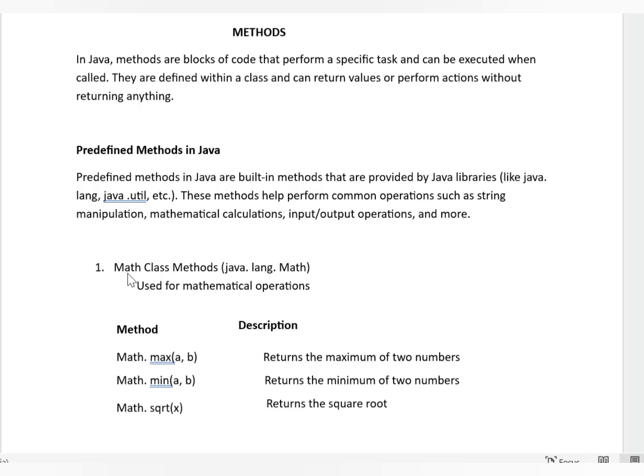One such predefined method can be seen in the Math class. Here Math is a predefined class that belongs to the java.lang package, and the Math class methods are normally used for mathematical operations. In the Math class we have predefined methods like max, which returns the maximum of two numbers, min, which returns the minimum of two numbers, square root, which returns the square root of a number, and power, which returns the power of a value, and so on. Let us make use of all these predefined methods that exist under the Math class in VS Code by taking an example.